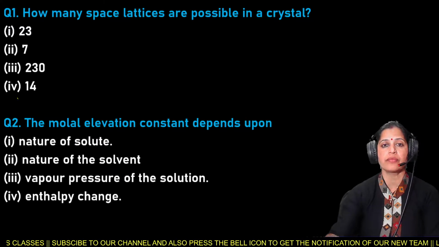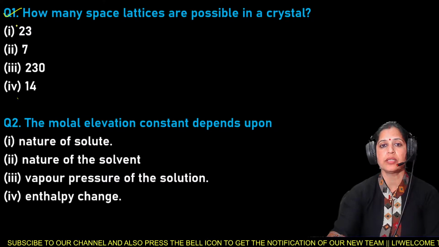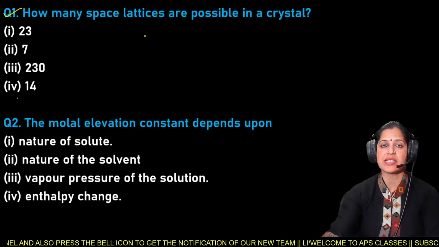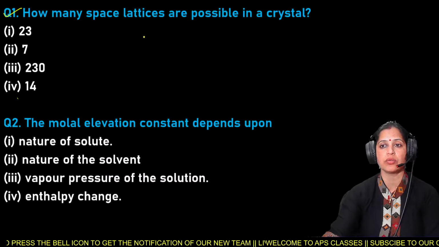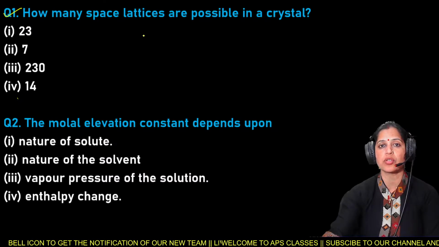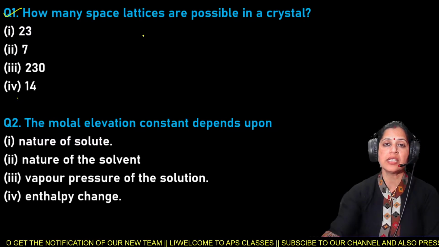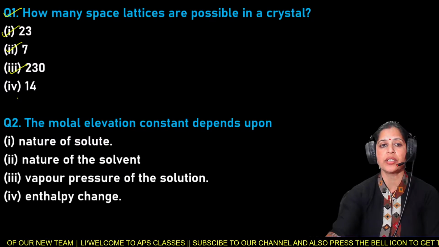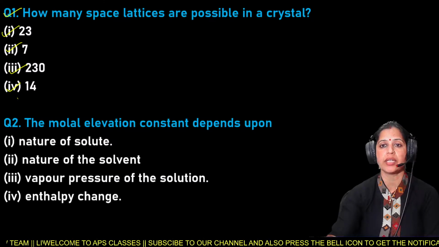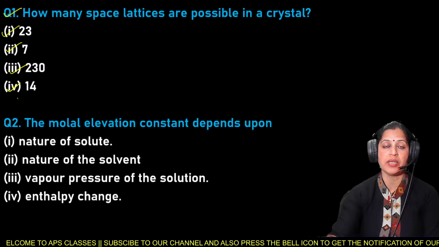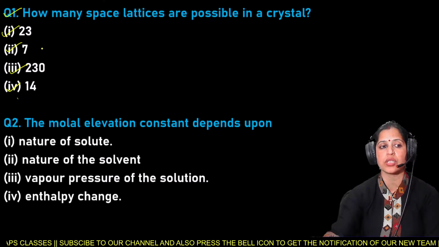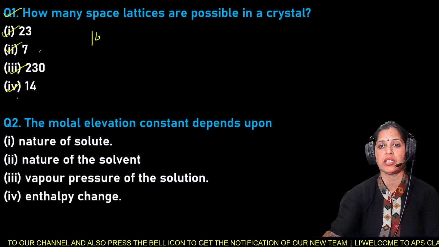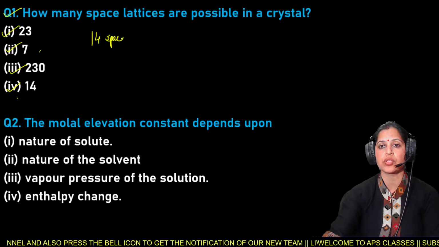And let us start with our first question regarding this chapter, that is how many space lattices are possible in a crystal. How many space lattices are possible in a crystal. Options are 23, 7, 230 and the last one is 14. That means you have to tell how many space lattices are possible in any one crystal. So beta, the space lattices that are possible in a crystal, that is 14 space lattices are possible.